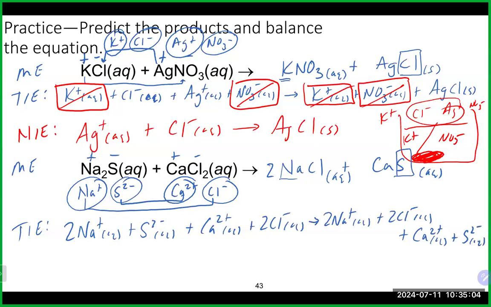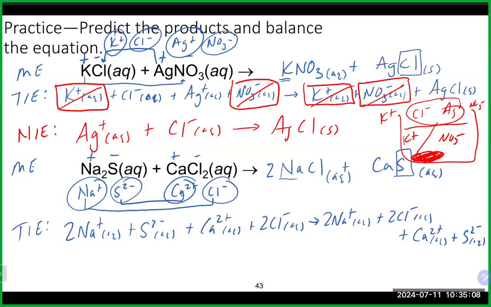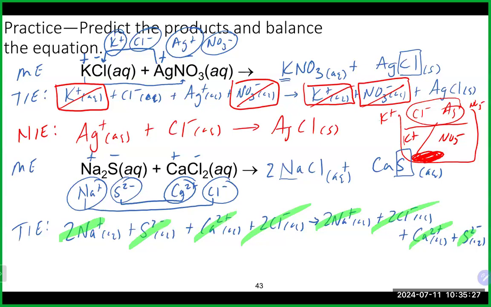If we look at our spectator ions in this case, I have 2 sodiums on the left and right, so they cancel. I have a sulfide on the left and the right, they cancel. Calcium on the left and right cancel. Chloride, 2 of those cancel. I'm left with nothing in this case. So did a reaction take place?